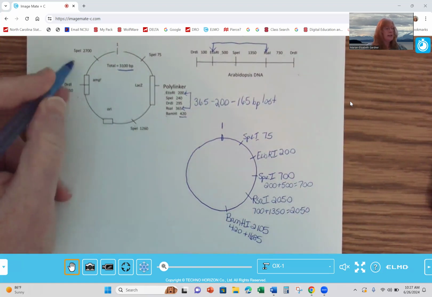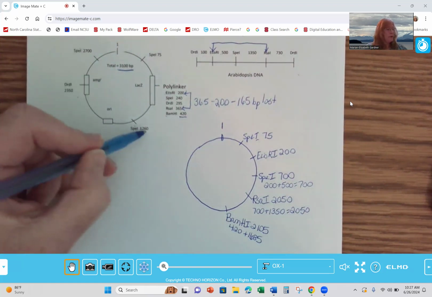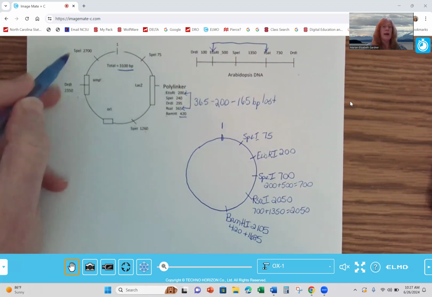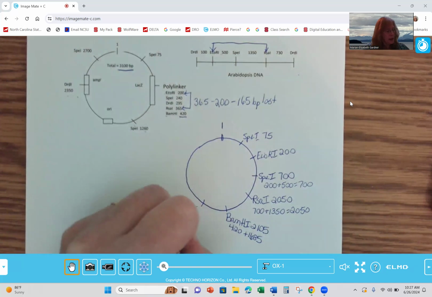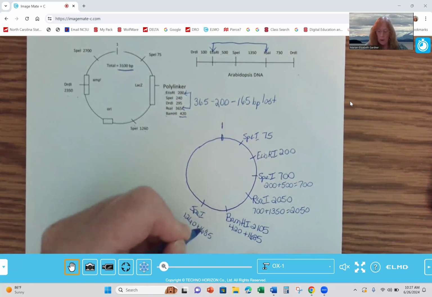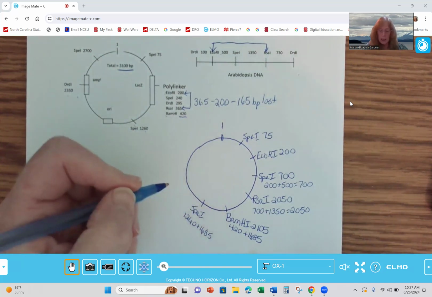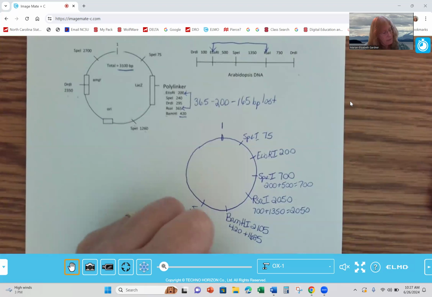All of these other cut sites around are the number that you see on the original vector map plus the net gain. So next we have SPE1, and it will be at 1260 plus our net gain of 1685, which gives us 2945.